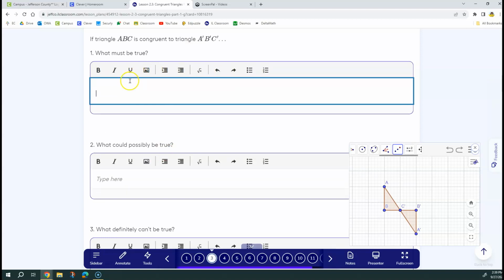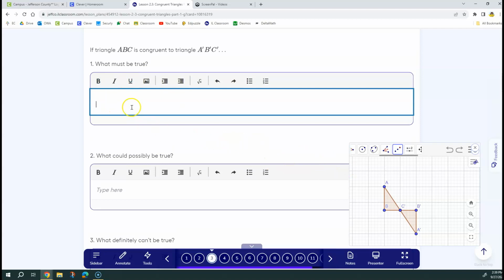Okay, so what must be true? Well, if triangle ABC is congruent to triangle A prime, B prime, C prime, that means that line segment A to B is congruent to A prime, B prime. They're congruent. They're in the same locations.